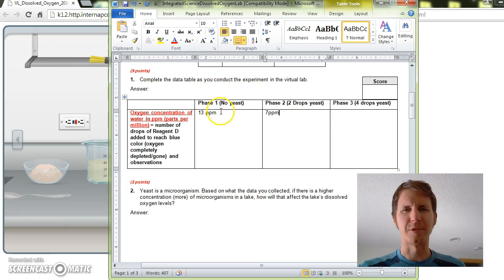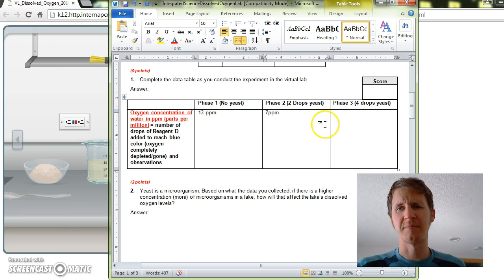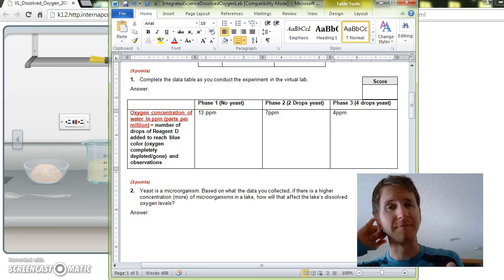So what's the trend downward between yeast and no yeast? What happens to the amount of dissolved oxygen that's available in the water for fish when we add microorganisms like yeast? It goes down. And if we were to take this further, we would see that this is about 4 parts per million. But we don't need to because we see that this actually happens.